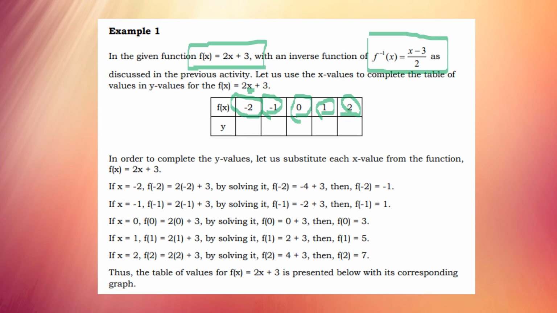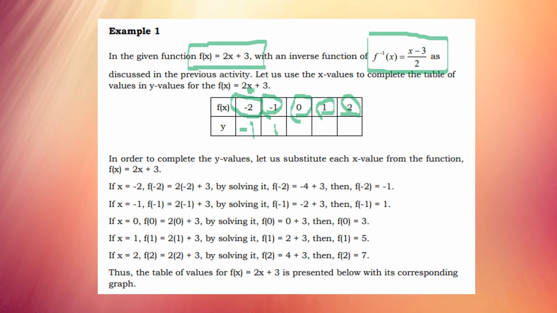So, the solution will be x equals negative 2. That means f of negative 2, remember the lesson in evaluating functions, equals 2 times negative 2 plus 3. So we have negative 4 plus 3, f of negative 2 equals negative 1. So, dito ang mangyayari, negative 1. Then here, negative 1, diba? 2 times negative 1 plus 3 is negative 2 plus 3, that's positive 1.